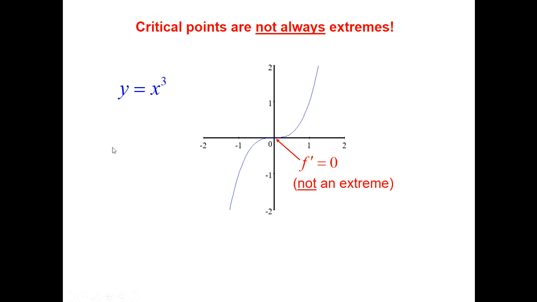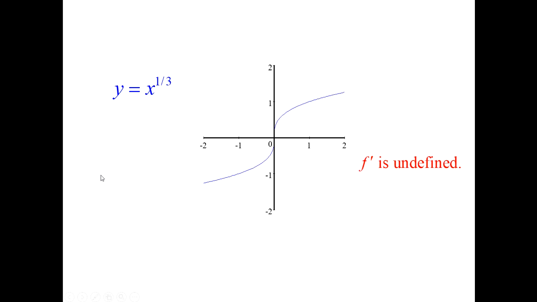Also, when we have a vertical tangent, this is undefined here. This is a critical point, but this is not a maximum or a minimum. So we've got to be careful. Okay.